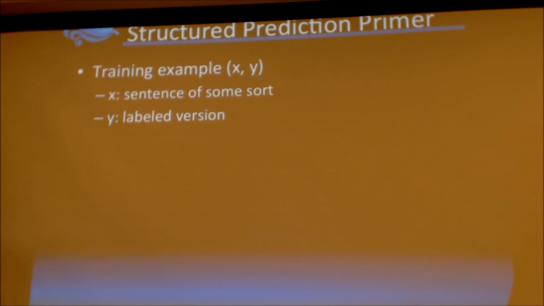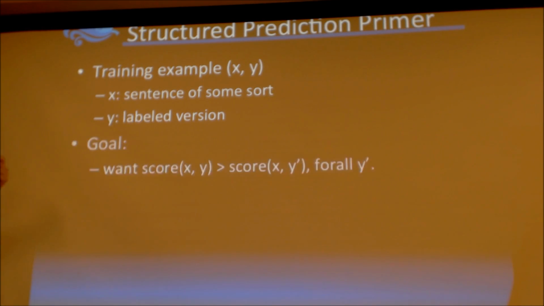Set it up as a standard machine learning problem. We have an x-y pair, where x is the data and y is the label. X is going to be a sentence, y is going to be the labeled version, so here it's going to be a segmentation. The goal is that we want to run our training algorithm such that for every data point x, y we have, the score for x, y is bigger than the score for x, y prime for any other y prime. So we want the training data version of this labeled sentence to have the best score among all possible segmentations.